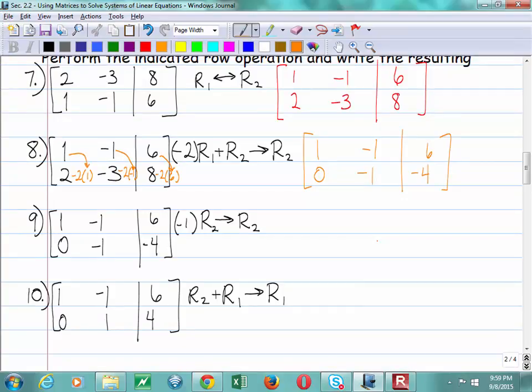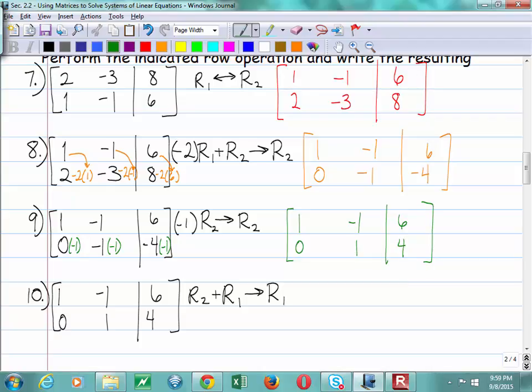Okay, and then number 9, we're going to take that matrix, we're just going to multiply row 2 times -1. So it's just going to be times -1, times -1, times -1. So again, the first row stays the same. Second row is going to be 0, 1, 4.